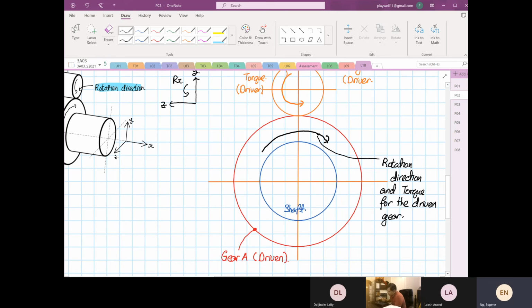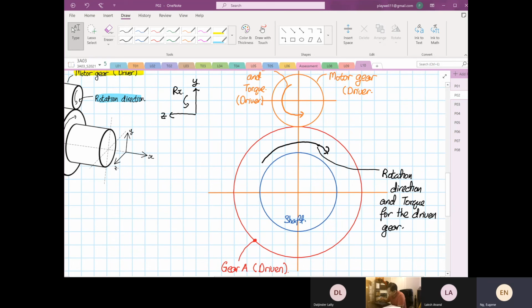Now I'm going to draw in orange. The one in orange that I'm going to draw now is the force. There's the force generated by the driver gear.